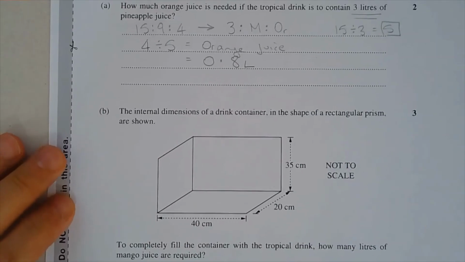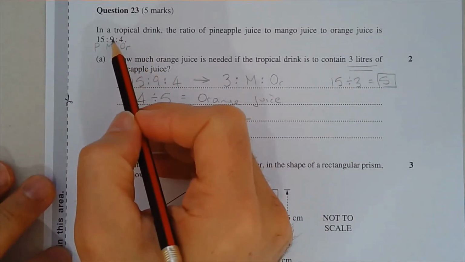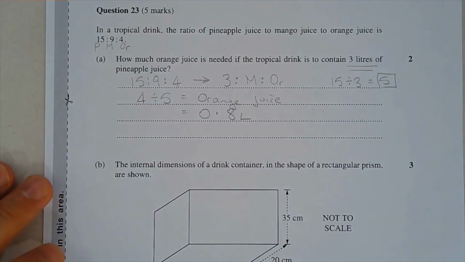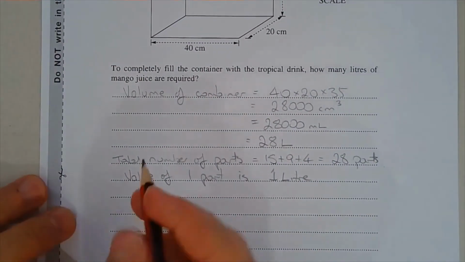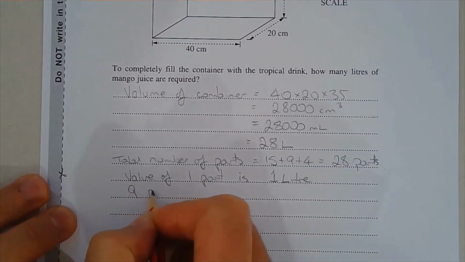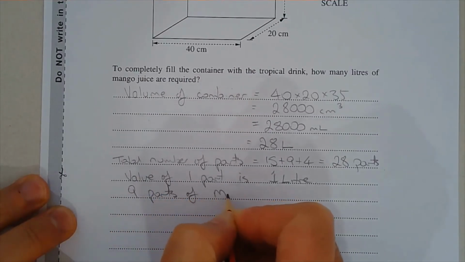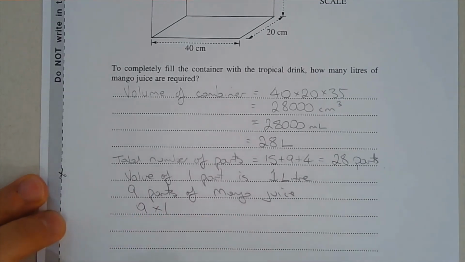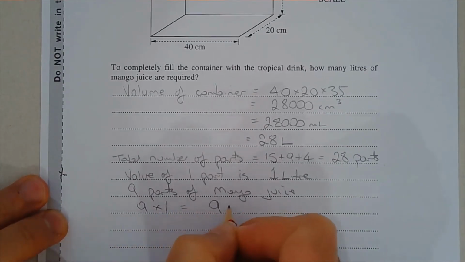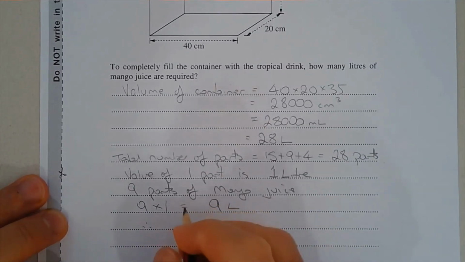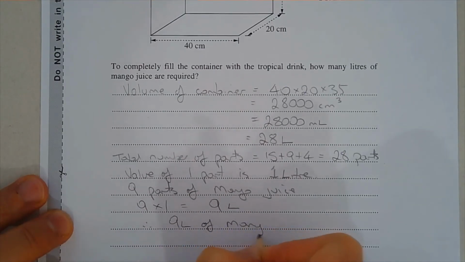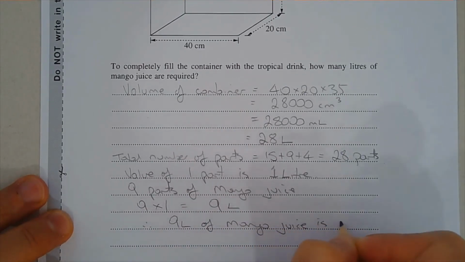So going back to the original ratio again, the 9 represents the amount of mango juice. So there are 9 parts of mango juice. Okay, so 9 times 1 is equal to 9 litres, therefore 9 litres of mango juice is required.